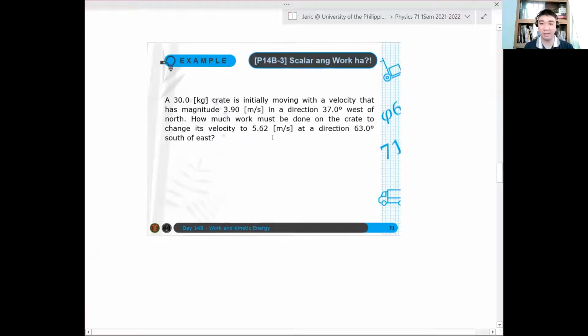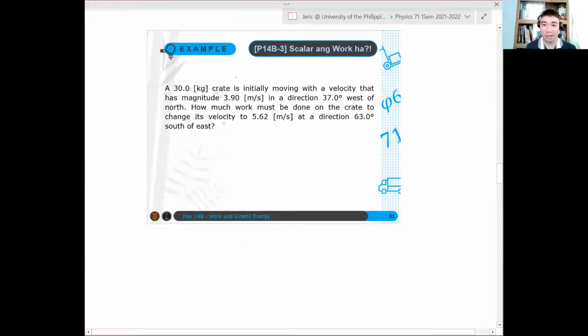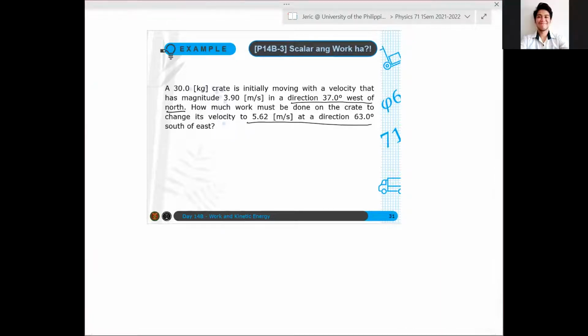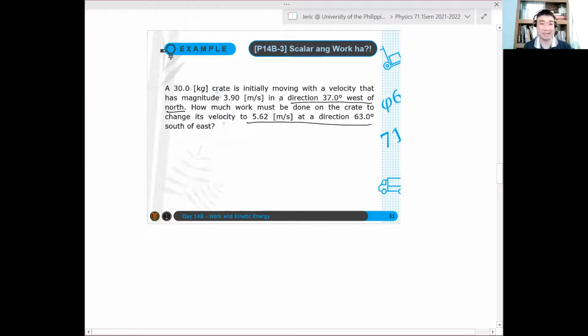Hindi natin kailangan yan. So, ang importante ba sa atin yung directions? Yun yung tanong dito. Importante ba itong mga directions na to? Those phrases that I highlighted or I underlined. Are these important? Oh. No, these are not important. Therefore, you can remove them. Hindi natin kailangan yan. Sa formula ng work, what we only need is the magnitude of the velocity. That is the speed of the particle.